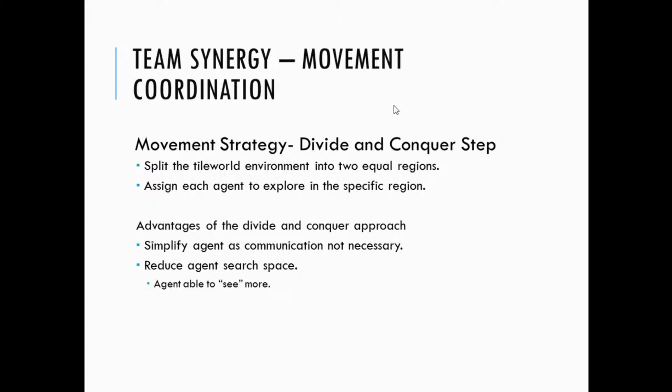The first advantage of using this strategy is its simplicity. Agents are not required to communicate with each other as the search areas do not intersect. Secondly, by doing so, we have reduced the search space of each agent. Because Tower has a dynamic environment, by reducing the search space, the time it takes for the agent to revisit explored locations is shorter, thus allowing the agent to see more. This means that the probability of the agent encountering tiles and holes before they disappear is higher.